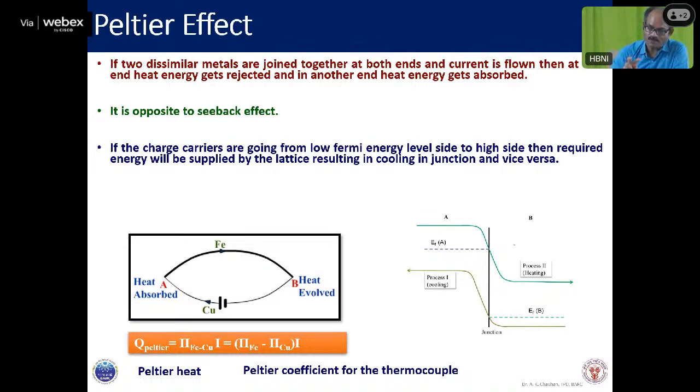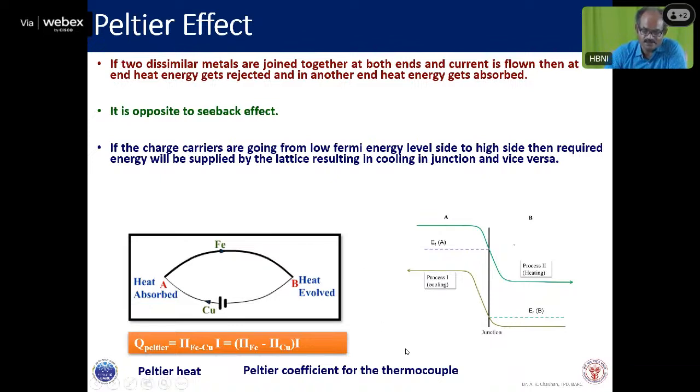Now, they are not at different temperatures, but at the same temperature, but the materials are dissimilar, and you start flowing current through this kind of junction. Then at one junction the heat will be absorbed, and at another junction the heat will be evolved. This effect is called the Peltier effect. It is opposite to the Seebeck effect.